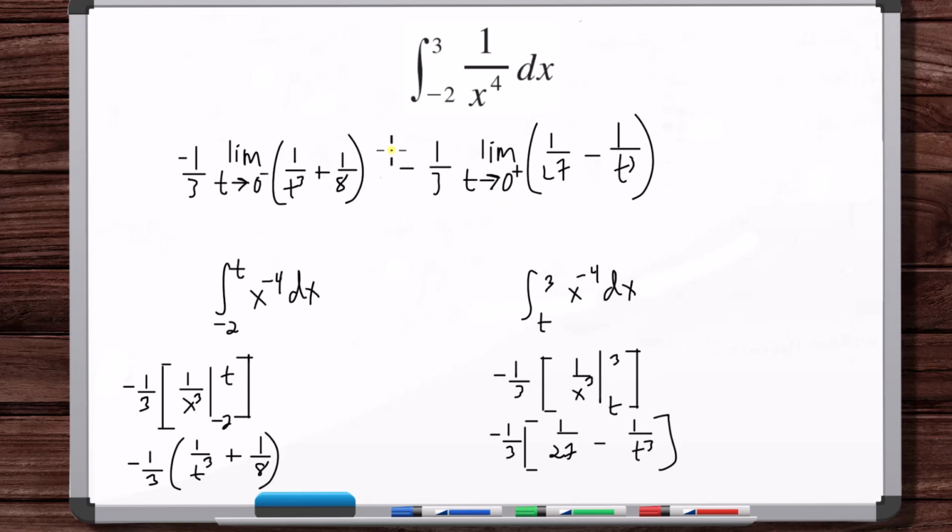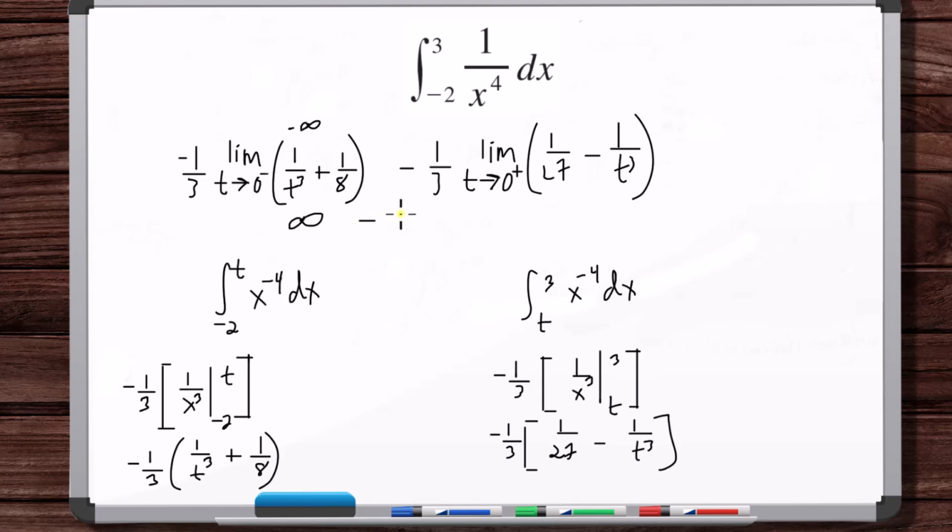Okay, so we've got 1 over t cubed as t approaches 0 from the left. You're cubing a small negative number, so this goes to negative infinity. Minus 1/3 times minus infinity is positive infinity. Minus 1/3 times 1/8 is positive infinity.